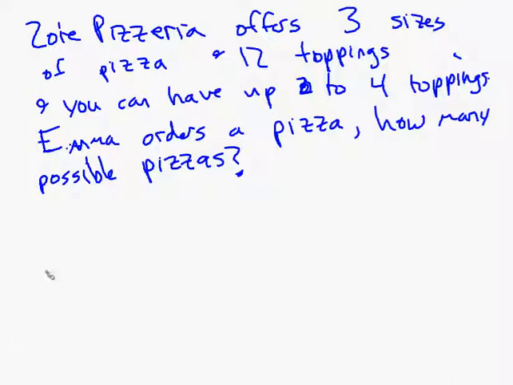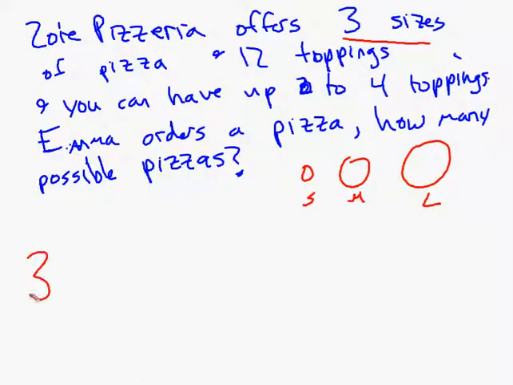So order doesn't matter. She has 3 sizes of pizza: small, medium, large, right? And on that pizza she selects, so first she selects her size. So how many selections for size does she have? 3. So we're going to times 3, right? Times 3, whatever we put in here. So we have 3 types.